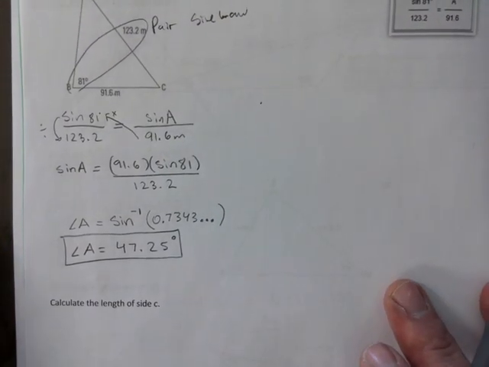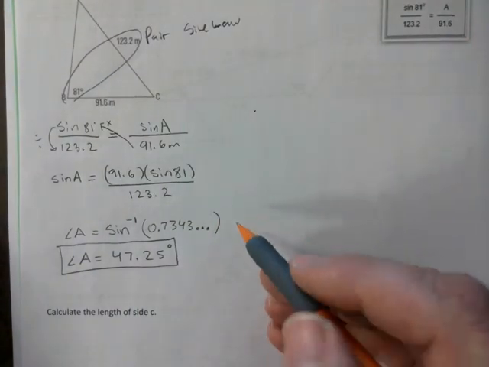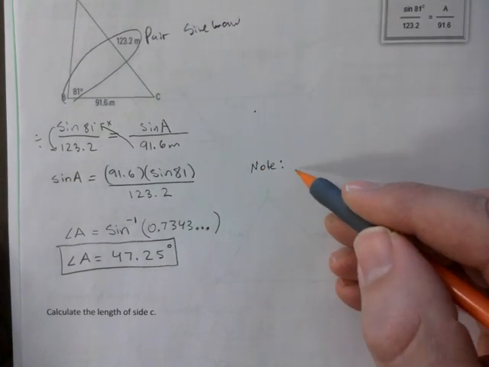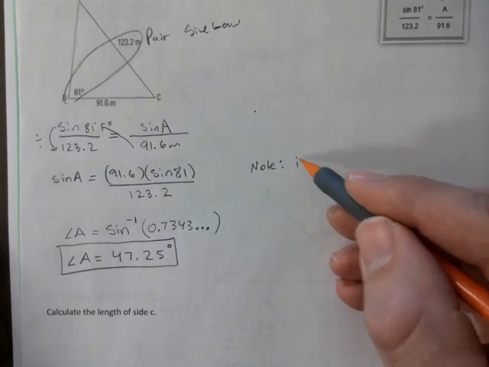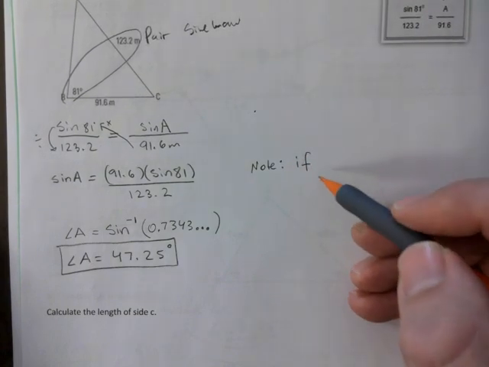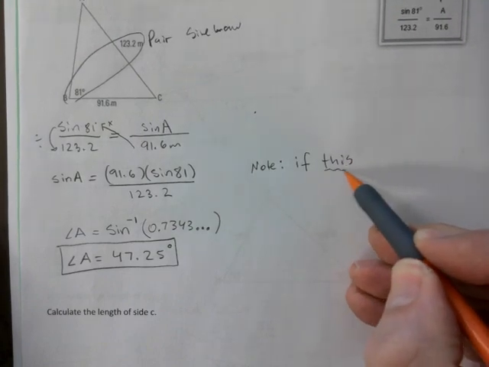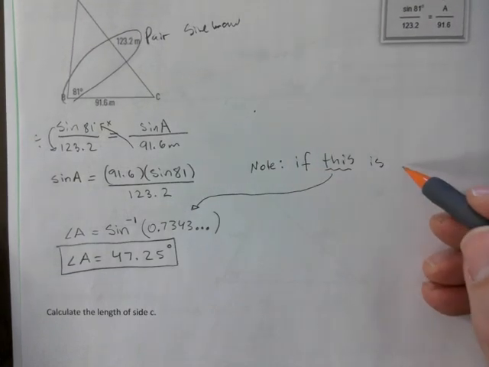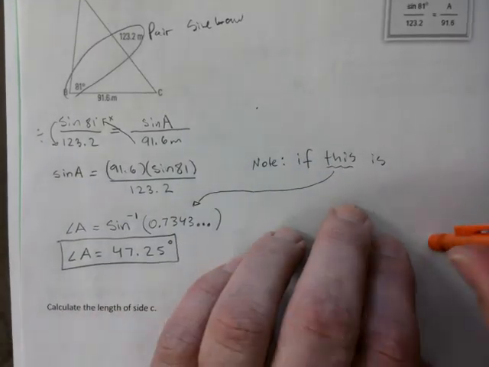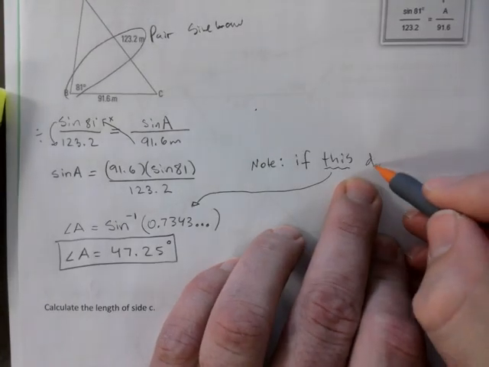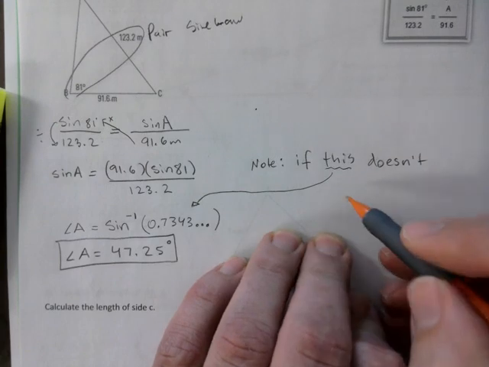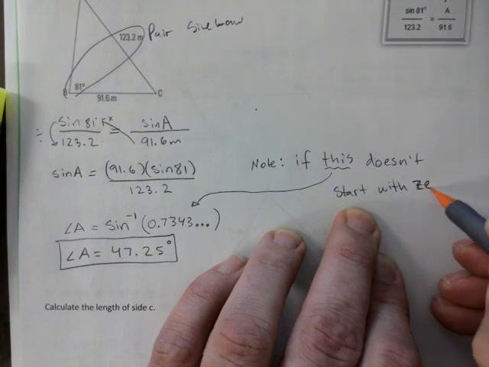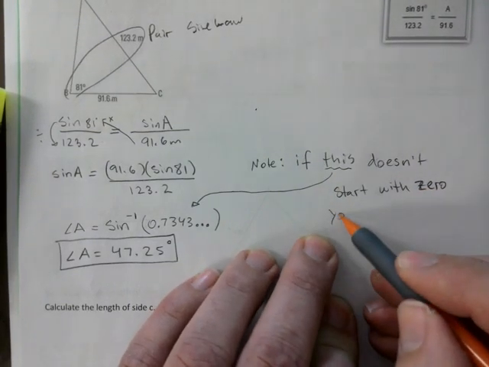Okay. Can I tell you something on the notes here? Note: I will make an underline like this. If that does not start with 0, sorry, I just thought of it now, doesn't start with 0, you made a mistake.